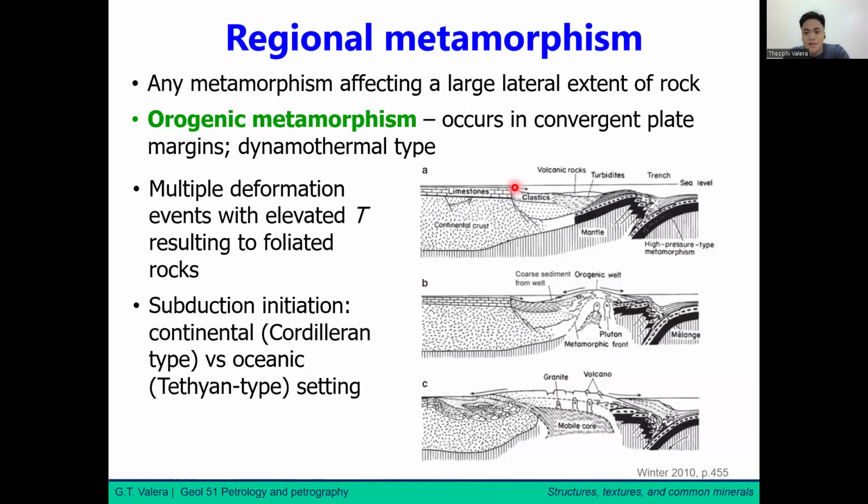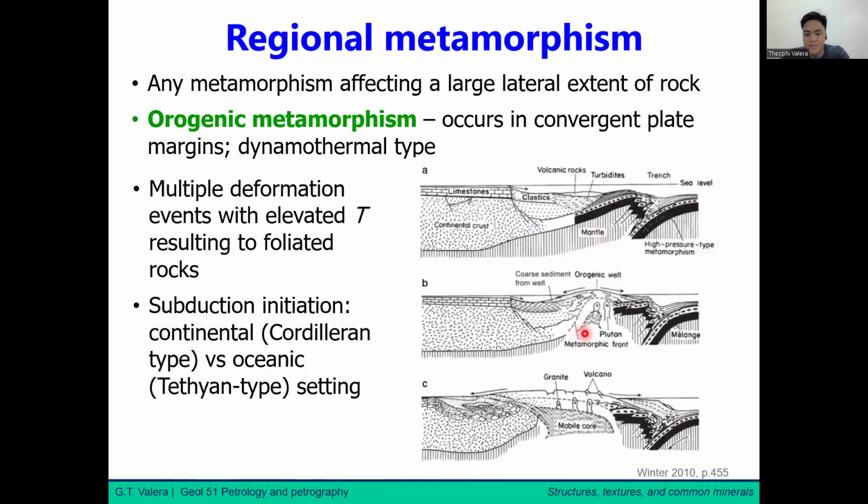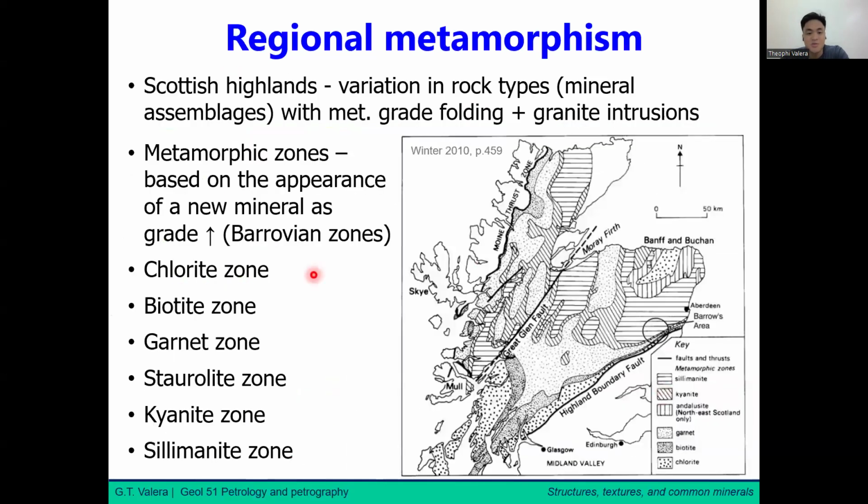Sabi natin kanina, this talks about the oceanic subduction. What about behind? So, what about this region na nakaka-encounter ng elevated temperature and the pressure is not as high as in the slab-mantle interface? So, this region is actually best recorded by the Barrovian zones, yung type locality ng Barrovian zones.